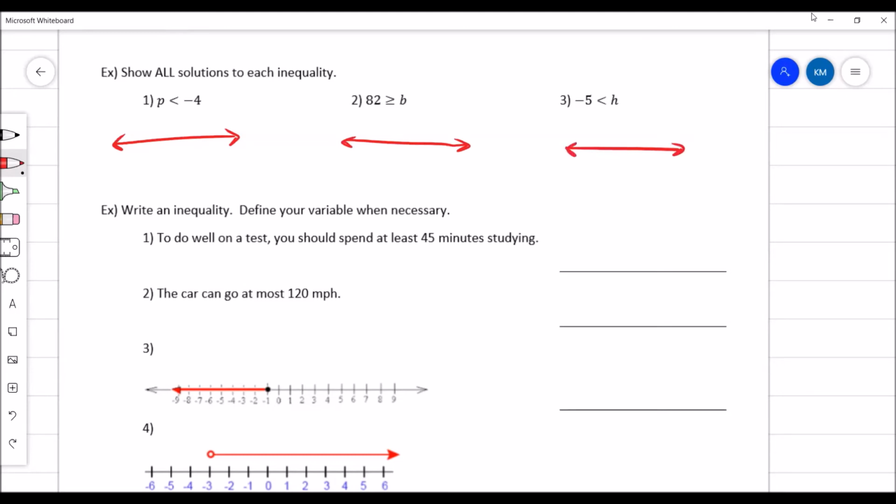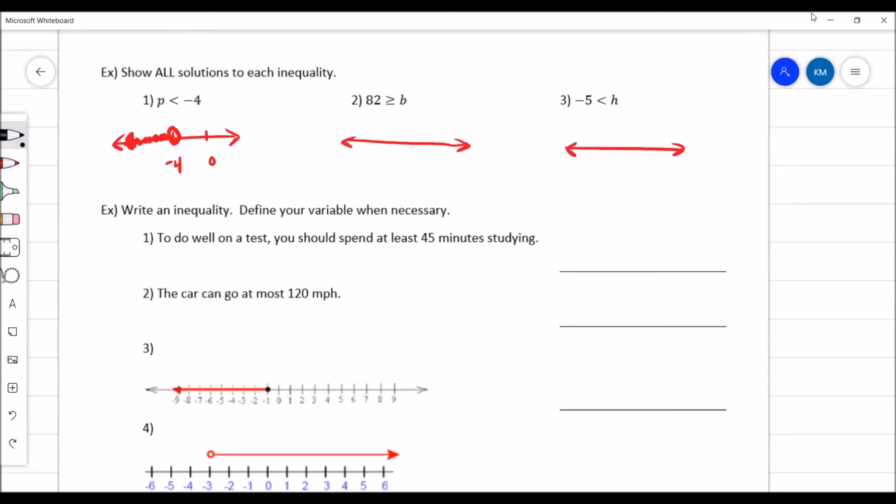All right, one thing that I like to do is I like to always have my variable first. The first problem gives me that p is less than -4. Okay, so I have -4. Okay, I'll put the number 0 where it would go. Okay, so because it's less than, it's an open circle. Is 0 less than -4? Nope, it goes the other way. Here's my graph.